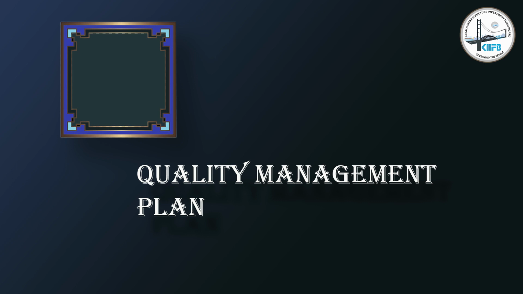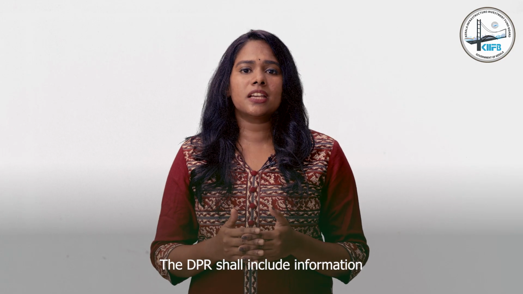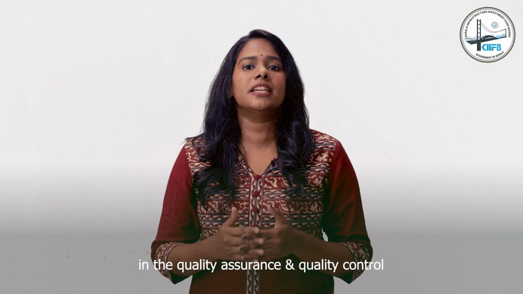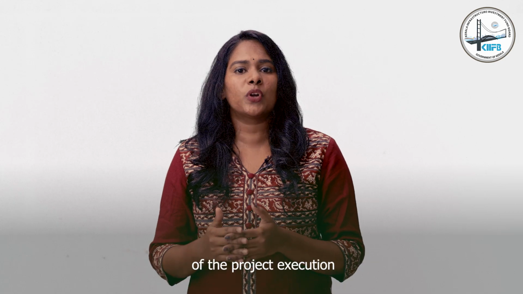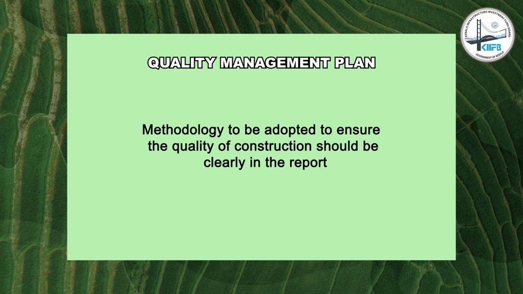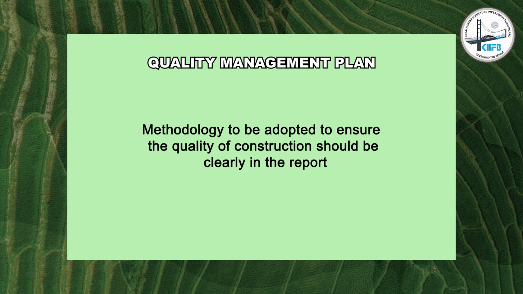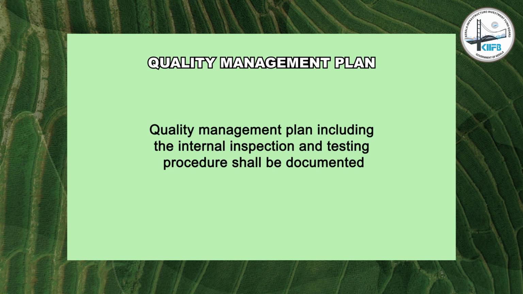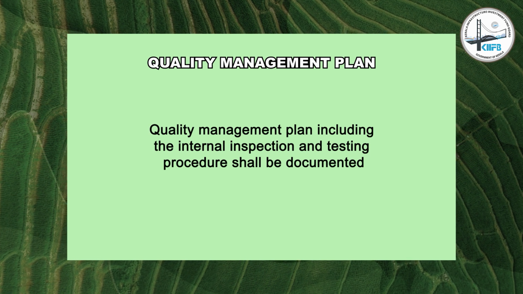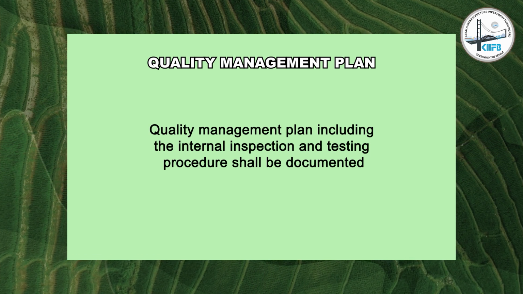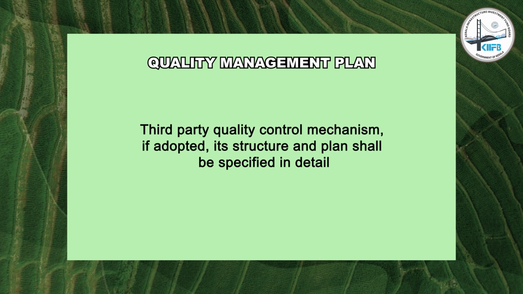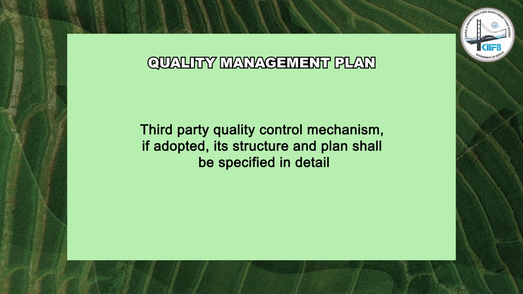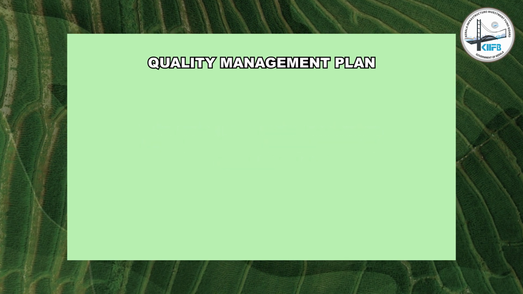Next is quality management plan. The DPR shall include information relating to the institution to be engaged in the quality assurance and quality control of the project execution. Methodology to be adopted to ensure the quality of construction should be clearly mentioned in the report. Quality management plan including the internal inspection and testing procedure shall be documented. Third-party quality control mechanism, if adopted, its structure and plan shall be specified in detail.